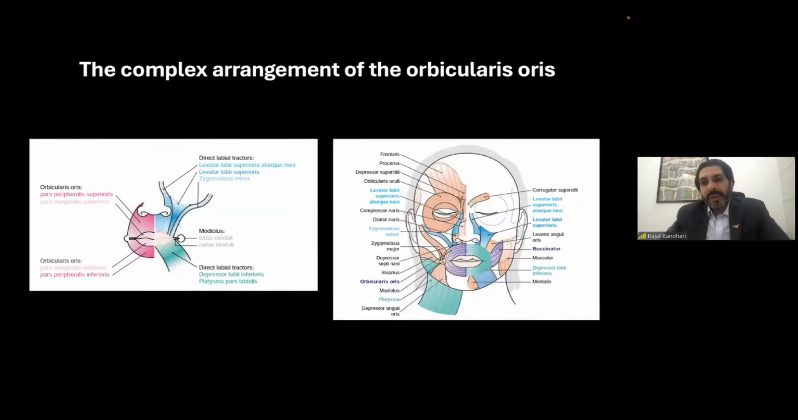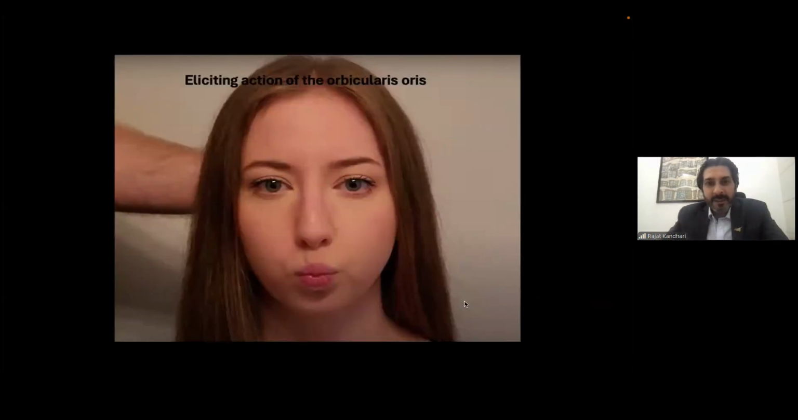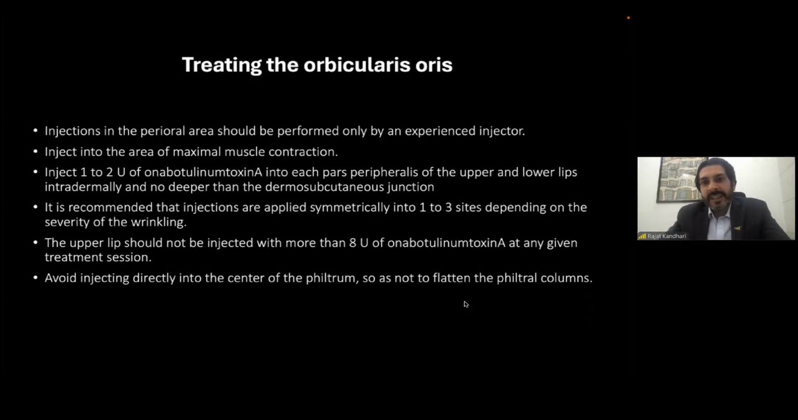Coming to the orbicularis oris muscle, this has 2 parts. One is the pars peripheralis and one is the pars marginalis. This muscle is a sphincteric muscle, and you can see it's surrounded by various muscles all around it. So when you're injecting this muscle, you need to be a little conservative, and I would suggest you start doing this when you're a little well versed with your injection technique. This is how you ask the patient to elicit the action of the orbicularis oris. Inject into the area of maximal contraction.